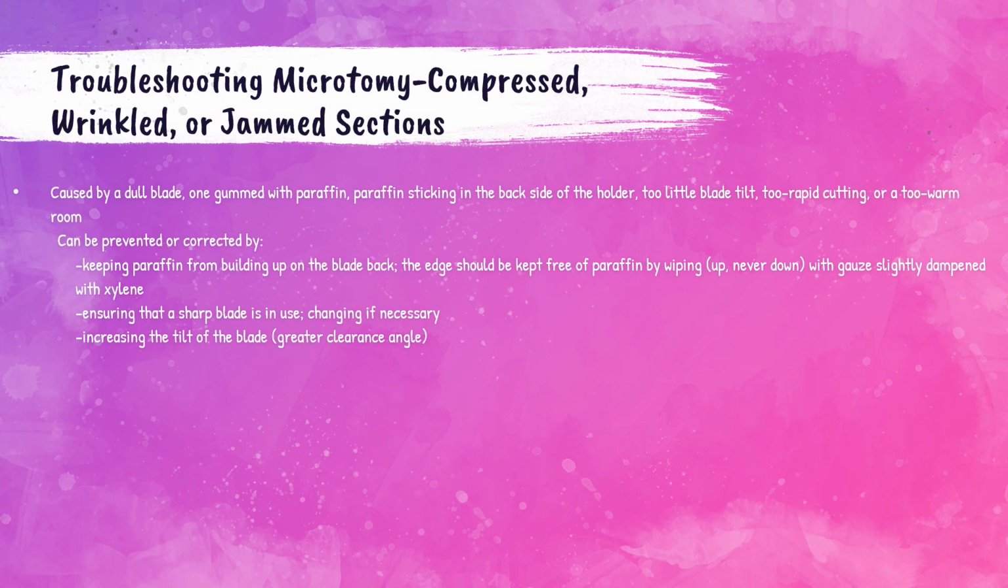Sections that are compressed, wrinkled, or jammed can be caused by a number of things. These include a dull knife blade, a knife blade that is gummed with paraffin wax. If the paraffin wax is sticking to the back side of the holder, that can cause that. Cutting the tissue too quickly or having too little tilt of the blade. Also, too warm of a room can cause this to happen. So this can be prevented by wiping up excess paraffin, keeping the microtome clean, making sure that you're using a sharp knife blade, and of course increasing the tilt of the blade.